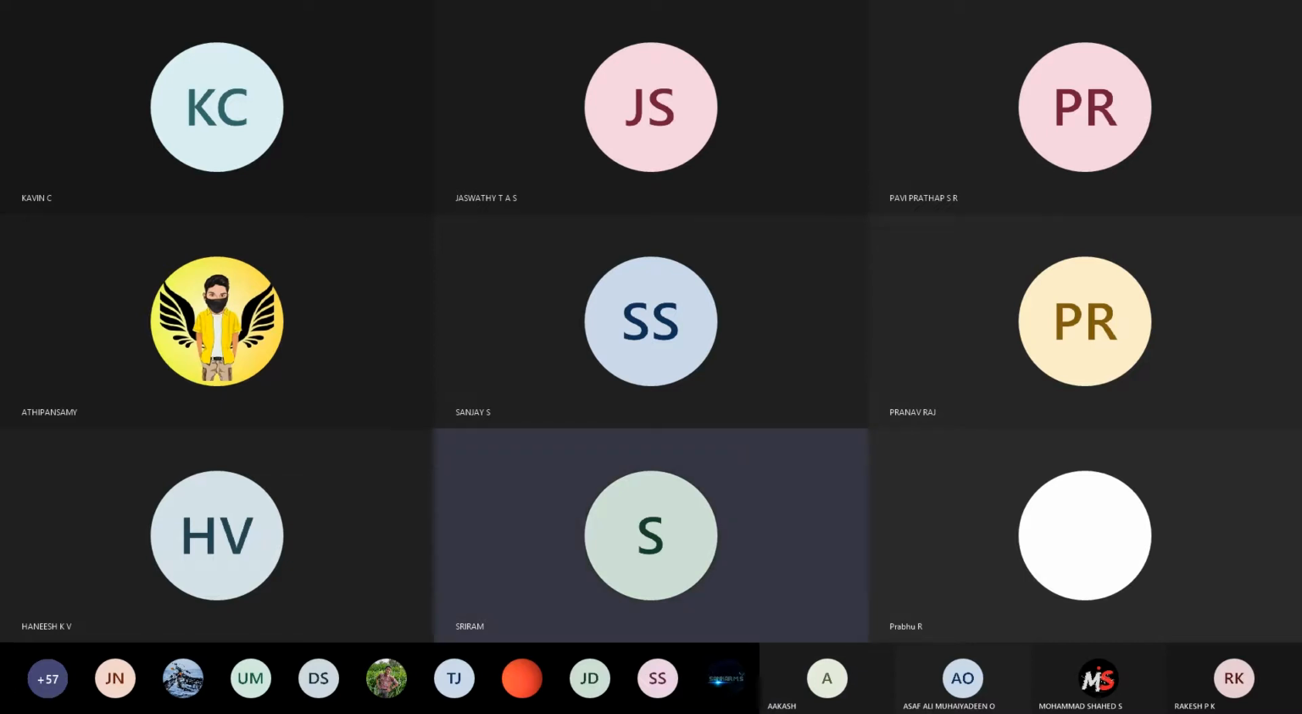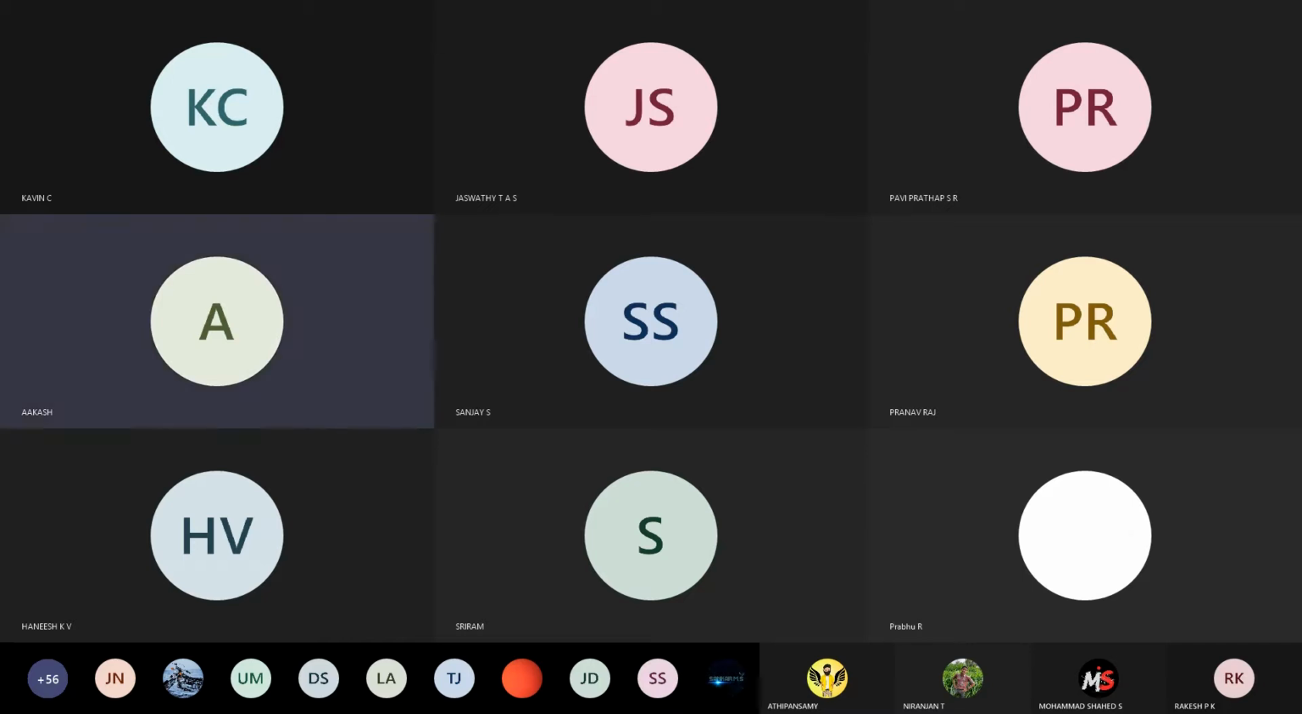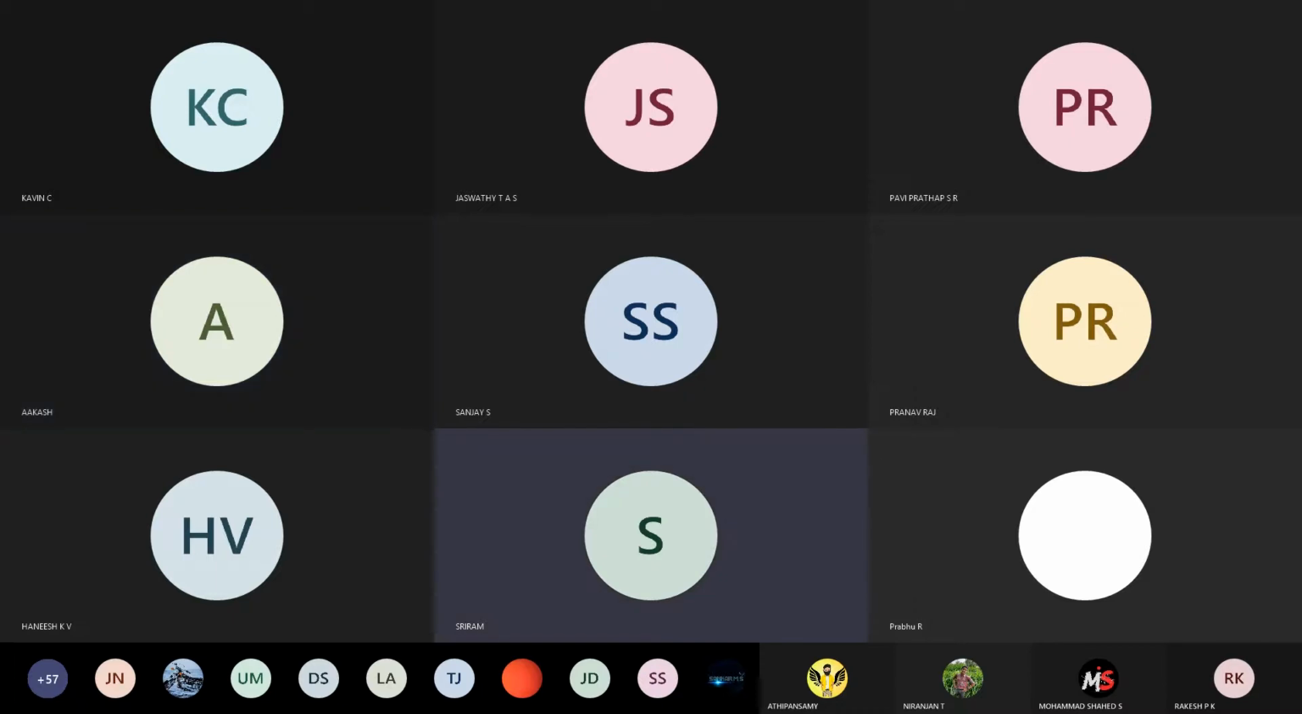Okay. What is the sin 3a formula? What is the sin 3a formula? Sin 3a, sir. Yes. 3 sin a minus 4 sin cube a. Yes, very good. 3 sin a minus 4 sin cube a. Okay.